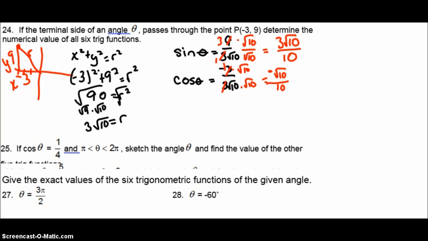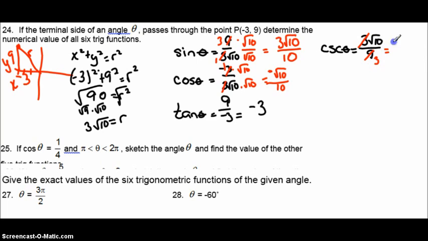Okay. Tangent is y over x. So y is 9, x is -3, which simplifies or reduces, however you'd like to say it, to -3. Okay. Cosecant. It's a reciprocal, so it's going to be 3 square roots of 10 over 9. Three and 9 are divisible. So we get the square root of 10 over 3.